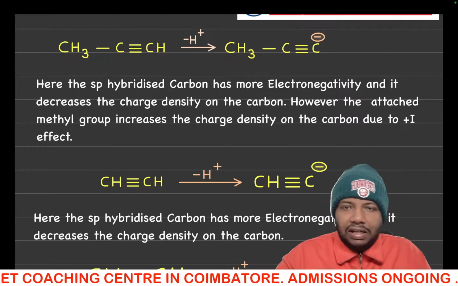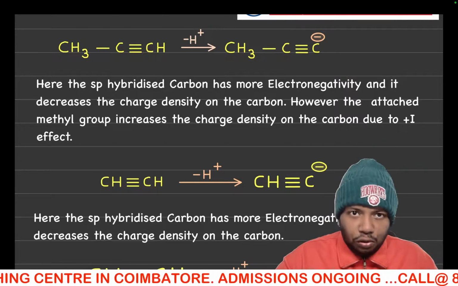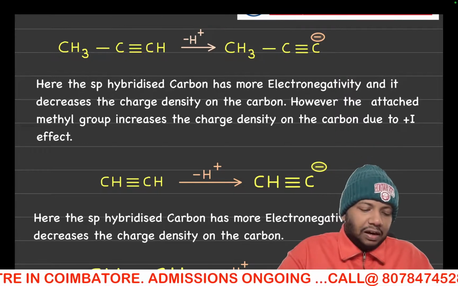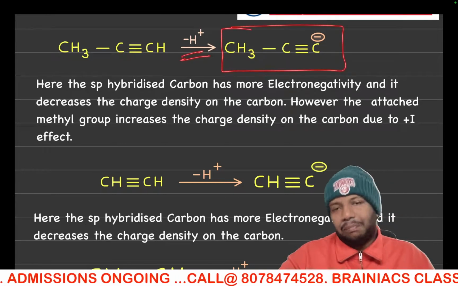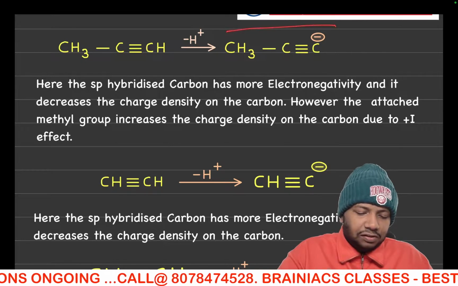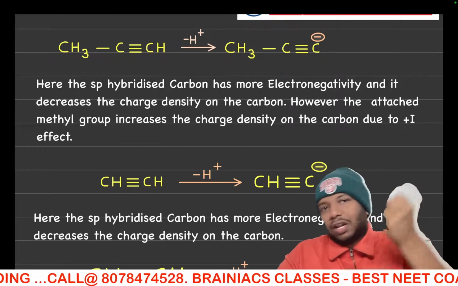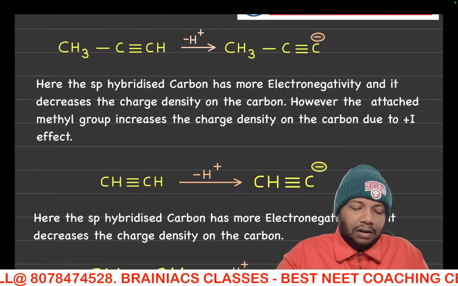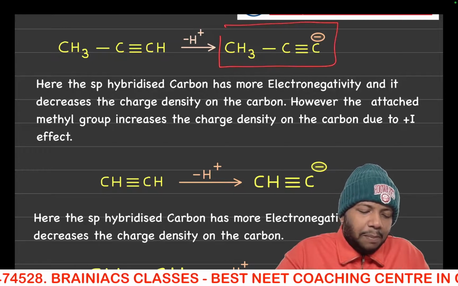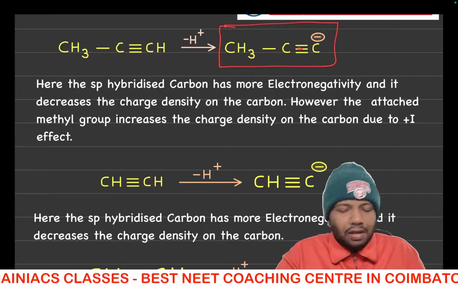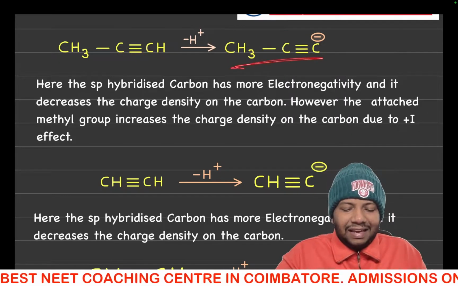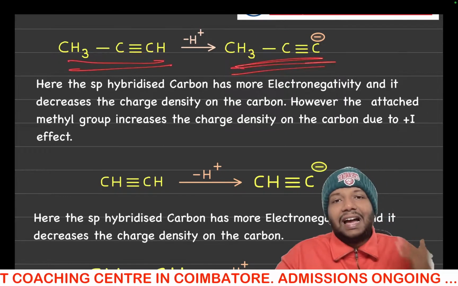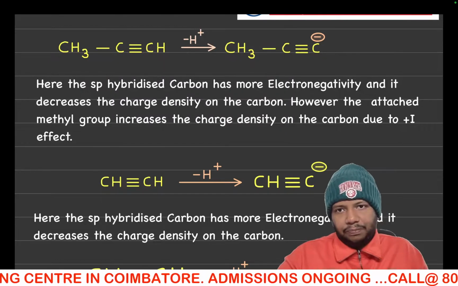I told you many times what we fundamentally do during acidic strength test: remove the H plus and check how stable the remaining structure is. If the remaining structure is stable, it will not call back your H plus. So very important. If this structure is stable by some means, for example by resonance, inductive effect or hybridization, I can easily say the corresponding compound is highly acidic in nature. Clear?